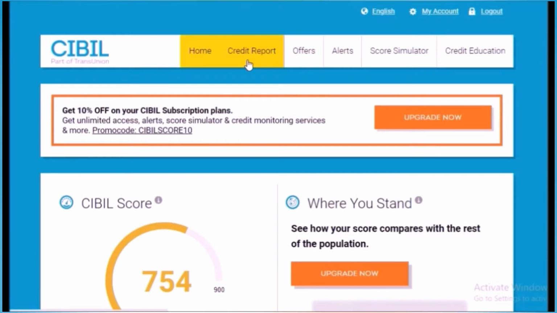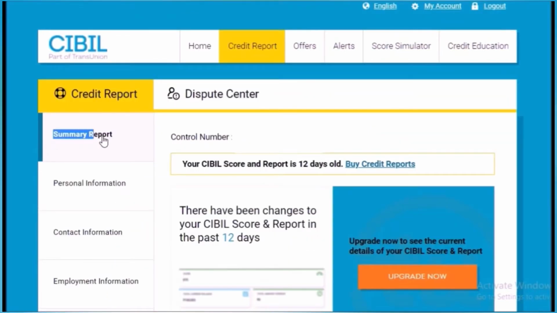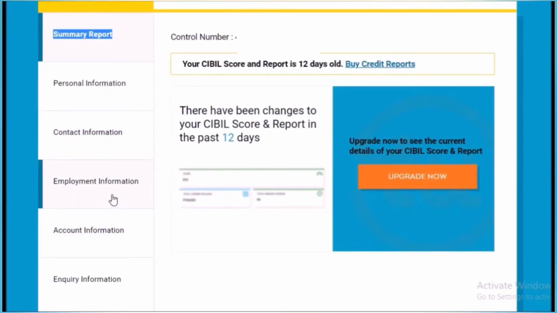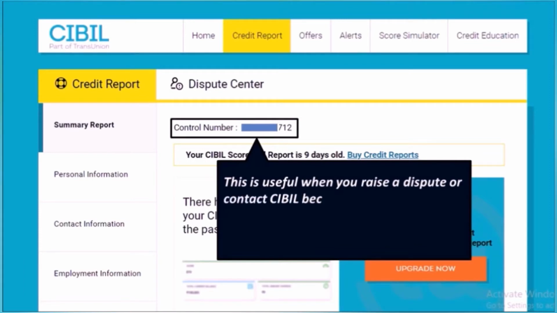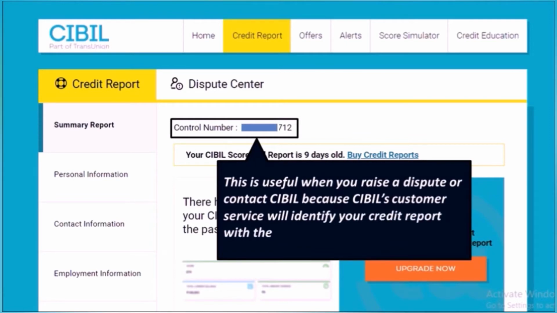Now when you click on credit report, you will find the summary of your report, which is your personal information, contact information, employment information, account information, and enquiry information. In the credit report, here you will have your control number. This is useful when you raise a dispute or contact CIBIL, because CIBIL's customer service will identify your credit report with the control number.